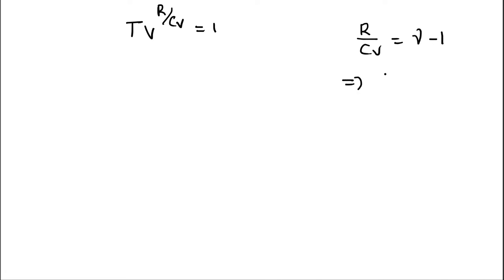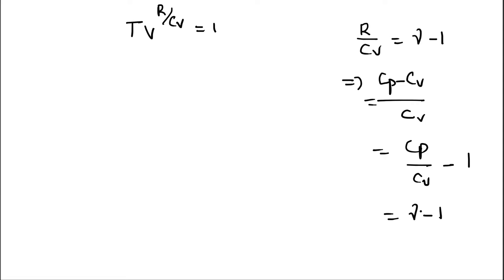Let's prove it here. Cp minus Cv over Cv is equal to Cp over Cv minus Cv over Cv, which is 1, that's equal to gamma minus 1. So I replaced gamma minus 1 in the previous equation with R over Cv. So this is the relationship between the temperature and volume in an adiabatic process.